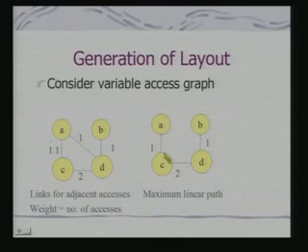Similarly, A and C should be put together because there is an adjacent access, and there is no reason for putting A and B together at consecutive locations because there is no adjacent access between A and B, okay. And D and B, there is an adjacent access, so there is a reason for trying to put them in adjacent locations, okay. So, the basic problem is that of figuring out the maximum linear path. In fact, this is purely a graph theoretic problem.